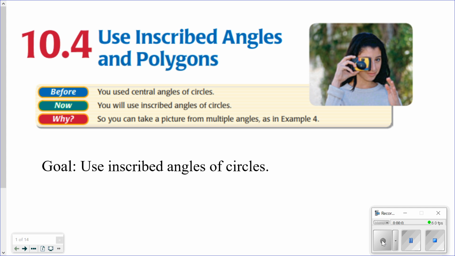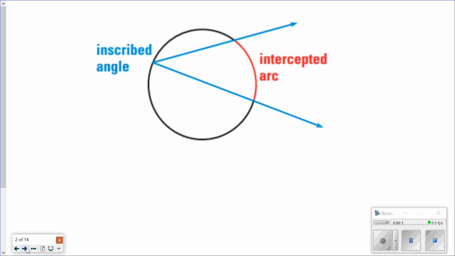Hi everyone, today we are going to start 10.4, which is on inscribed angles and polygons. Our goal is to use inscribed angles of circles. An inscribed angle is an angle that is inside a circle, such as this one right here. Now when you have an inscribed angle, there's going to be an arc that is inside those lines, such as this arc here. That arc is called an intercepted arc.